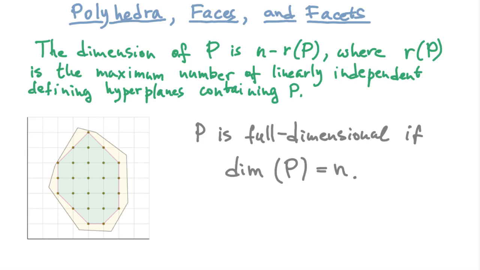That's tough. And this is where the tough part starts. The dimension of P in R^n is given by n minus r(P), where r(P) is the maximum number of linearly independent defining hyperplanes containing P. Right. What is not clear? Everything. Okay, if there are no defining hyperplanes containing P, then r(P) is 0. Right. So, the dimension of P is n, meaning that it is full dimensional.